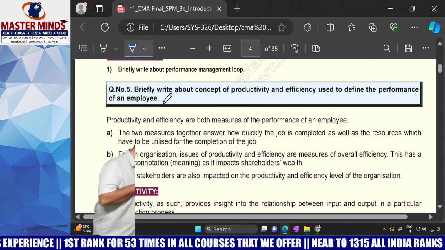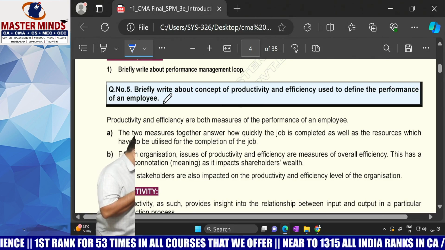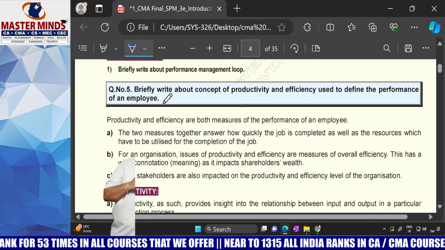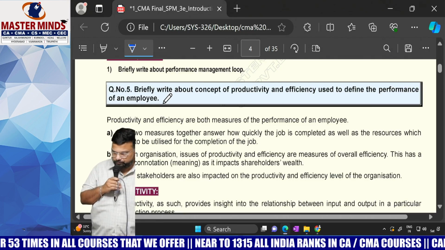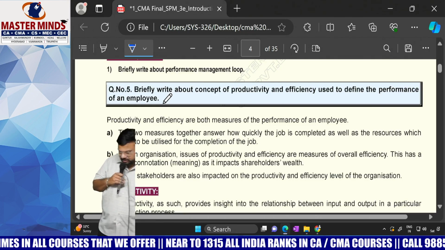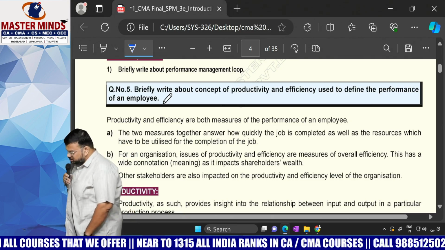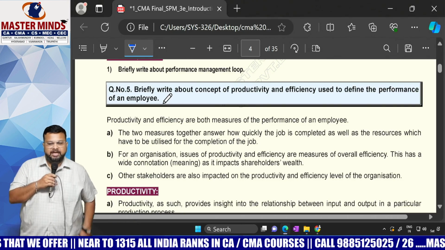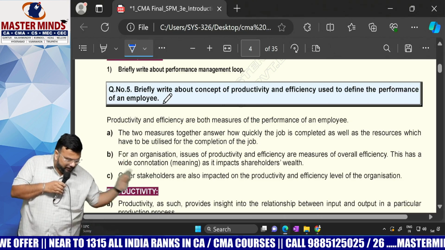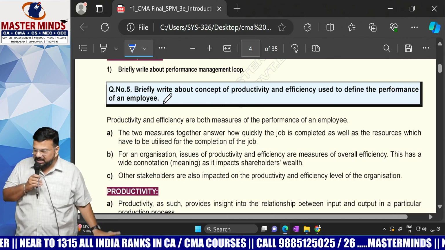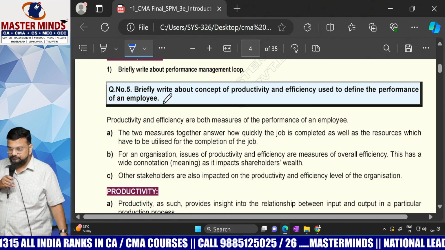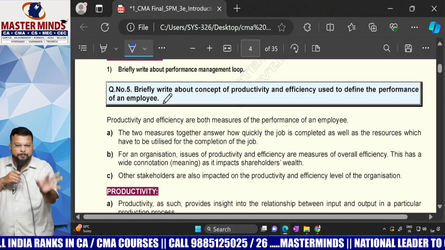Right. So to define performance, basically we need to measure it. When we talk about performance, we need to measure it. Then we need to compare it. When it comes to measurement, we use two concepts here. One is productivity and the other is efficiency. In simple terms, what is meant by productivity? What is meant by efficiency? In simple terms, productivity means how much quantity?